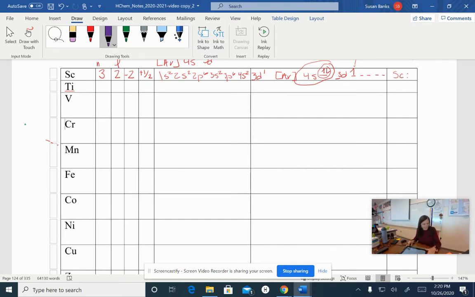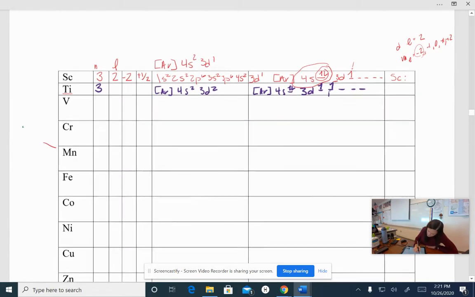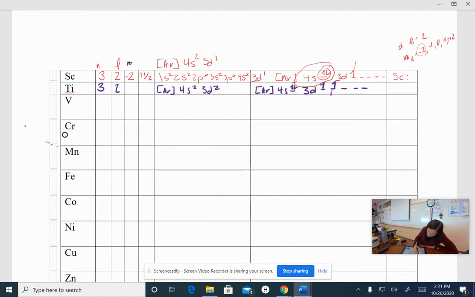Okay, you guys ready? Okay, titanium. We're going to have argon. I'm going to do noble gas notation here: 4s2, 3d2. So our orbital diagram: argon, 4s, up and down, 3d, up and up. Notice our last electron that we just put in right there is the third energy level. It is a d orbital, so our L value is 2. Our m sub L value is now -1 because we put it in the next orbital over, but it is still a +1/2 spin. We still only have 2 electrons in that highest energy level, so our dot picture for titanium is just going to have 2 dots.